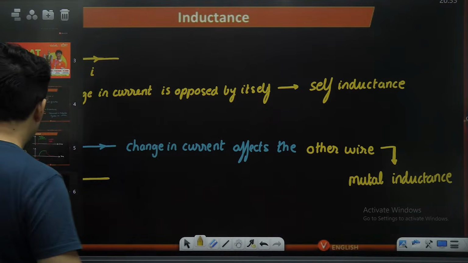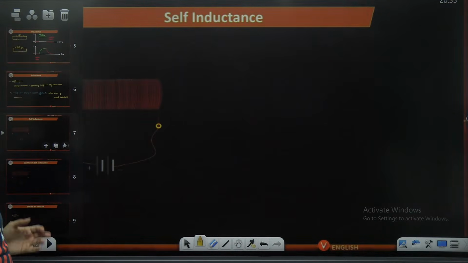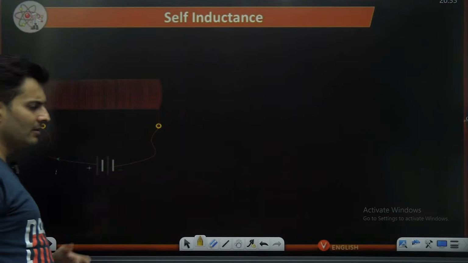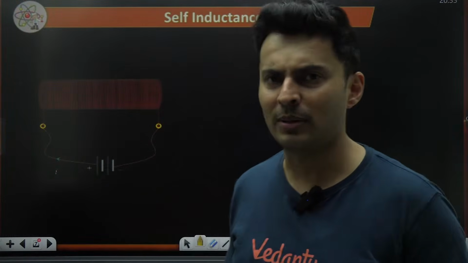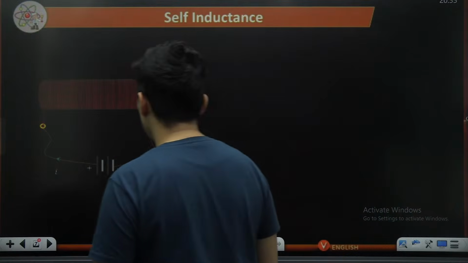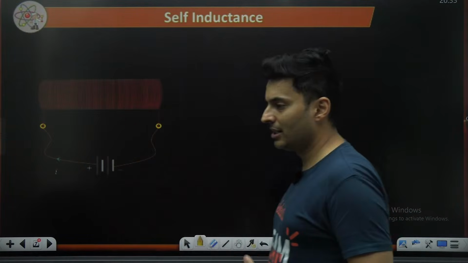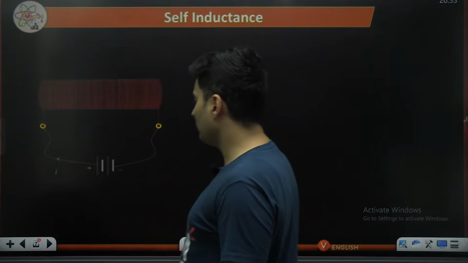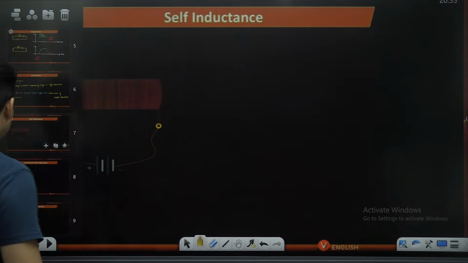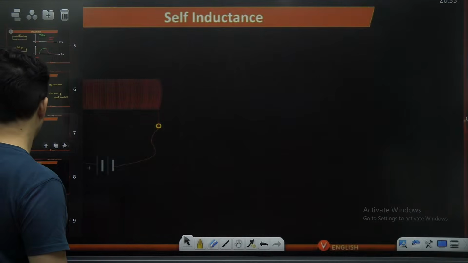Okay, so now first let's focus on the property of self-inductance and how to measure self-inductance, energy stored, combination, everything. So let's focus on it one by one. Okay, so how do I define self-inductance and how do I understand it? See, I'll tell you a simple way to look at it.